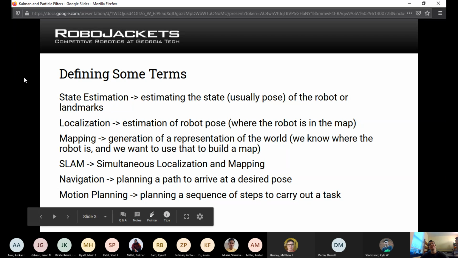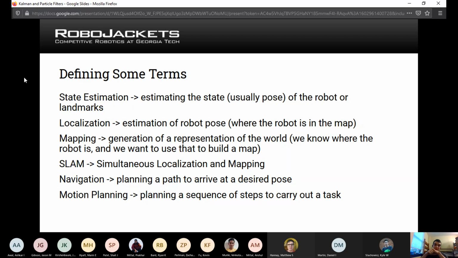Anyways, some terms that we'll be talking about today. State estimation is basically what it sounds like, estimating the state. Usually this is the pose of the robot, but it can also include velocity and a lot of other things. So estimating the state of the robot or landmarks. If it's estimating the robot pose specifically, that's called localization. And typically localization refers to when you already have a map and you are just trying to find out where the robot is in the map.